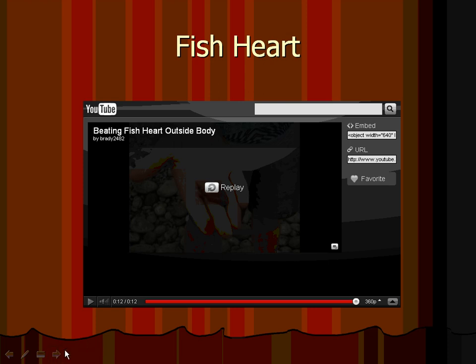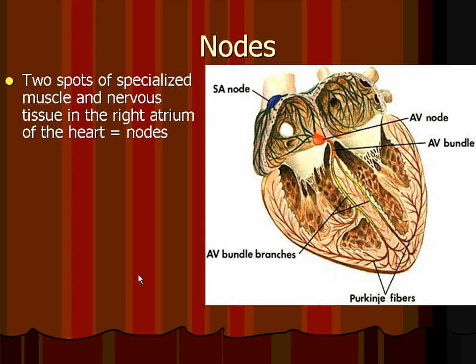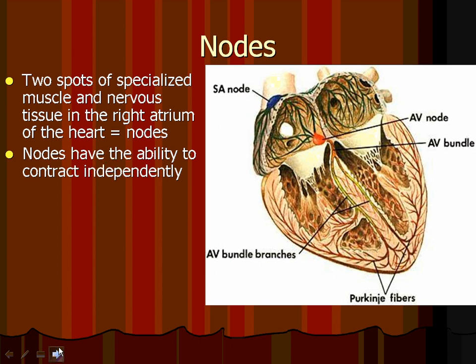So in order to answer that question, what you need to know is a little bit about this specific type of tissue that's in our heart, which is called nodes. And all a node is, it's just a spot of nervous tissue. So the sinoatrial node and the atrioventricular node, both of those are responsible for causing the muscle in the heart to contract. They have the ability to do this independently, which means that if there's no stimulus from the brain, it still does. So the brain isn't what necessarily tells your heart to contract, it's these nodes.